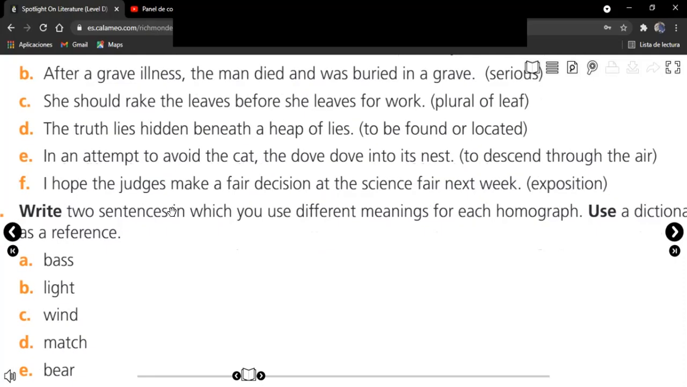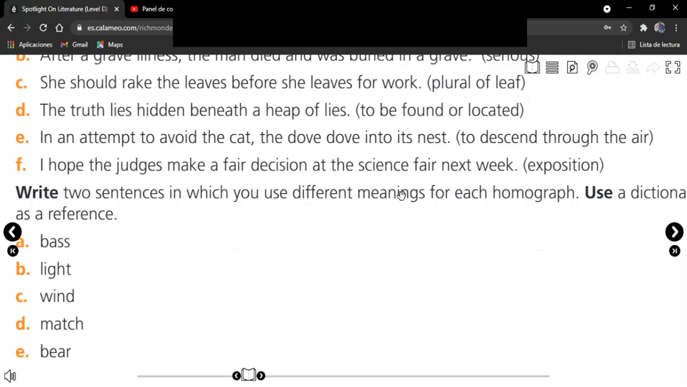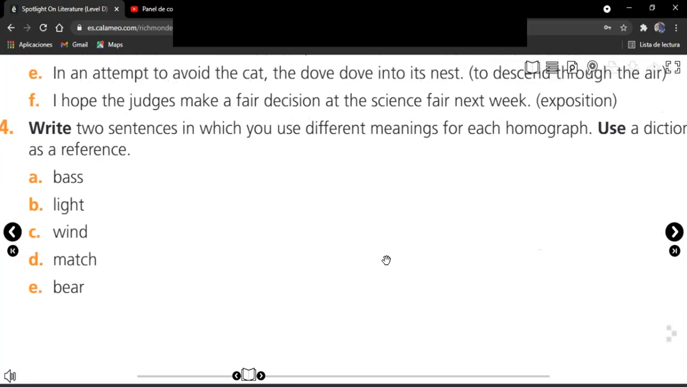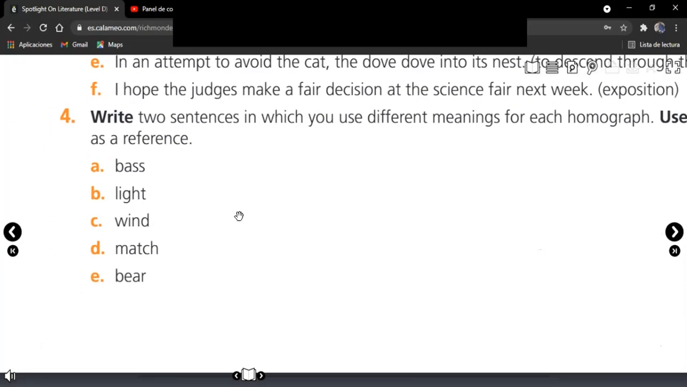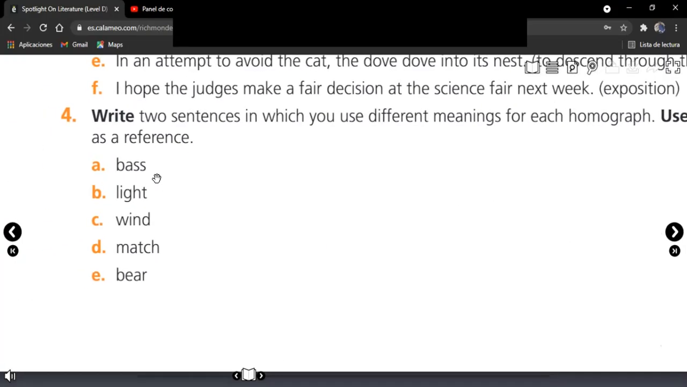And then I hope the judges make a fair decision at the science fair next week. Which fair means exposition? That is so clear. The science exposition. And finally, exercise number 4, write 2 sentences in which you use different meanings for the homographs here. Days, light, wind, match, and there.